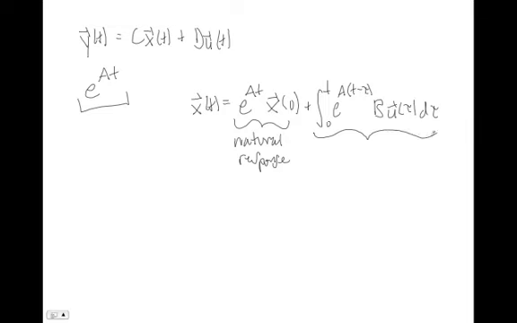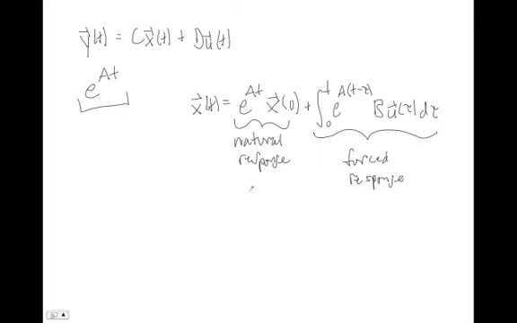And then we call this term here the forced response. It's highly dependent on what u we're giving it. If we give a sinusoidal u, usually we see sinusoidal type forced responses. If we give step inputs in u, we see sort of step input forced responses. Those are kind of typical behaviors. But the complete response, x of t, is going to be the summation of the natural response and the forced response.